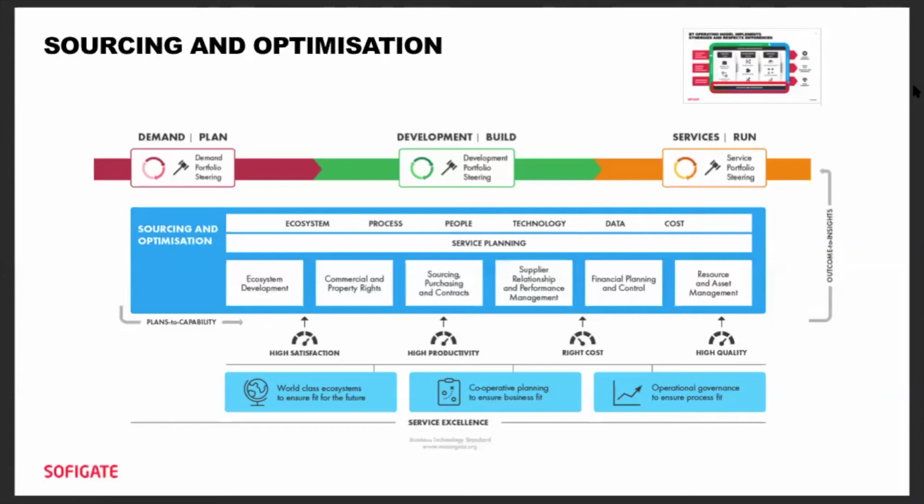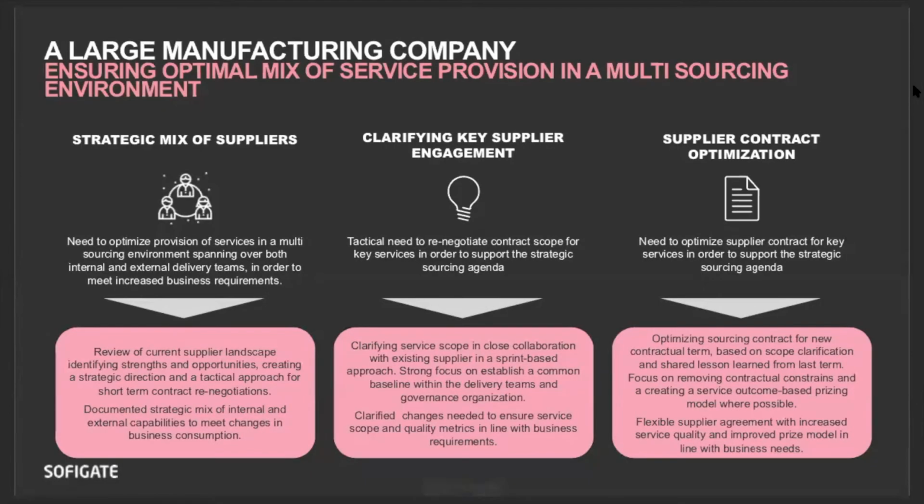So over to an example of a customer case where we were brought in to look at the strategic mix of the supply landscape. This was a second generation sourcing, where we found that there was an overlap between the suppliers in place and the existing internal delivery organization, and there was some confusion in the clarification.